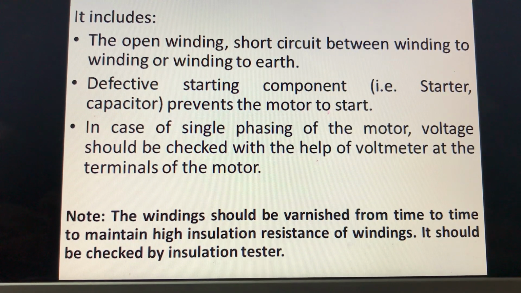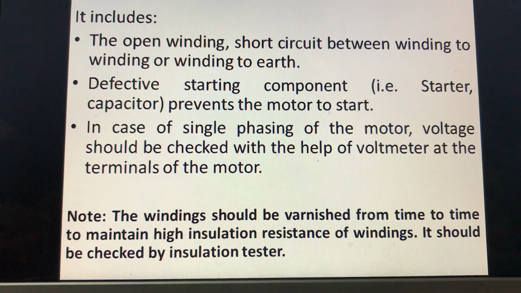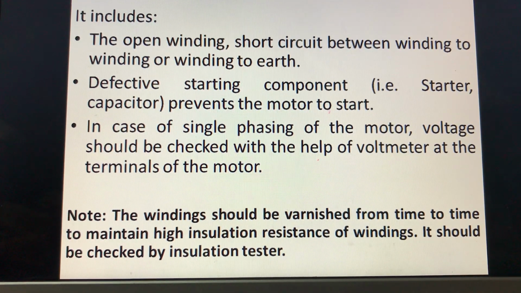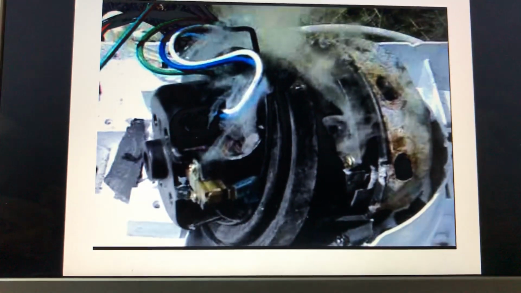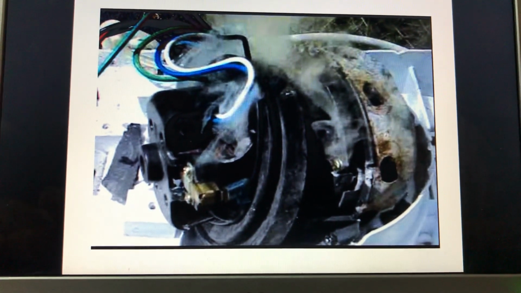The winding should be varnished from time to time to maintain high insulation. To avoid short circuiting, it should be checked by insulation tester. So this is the faulty motor.